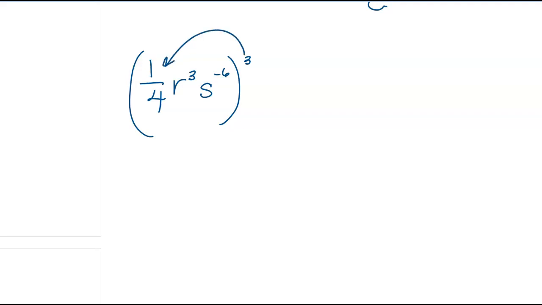That's 1/4 to the 3rd power. I really should write 1 over 64. And then r to the 9th. Okay, and then s to the negative 18. So I'll put s to the 18th down here. That's kind of hairy. I probably should have expanded that out first. I kind of messed that up.